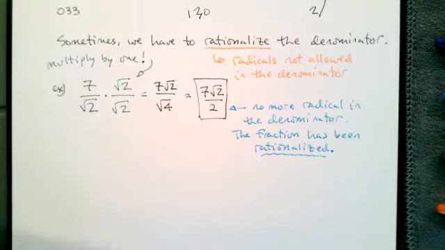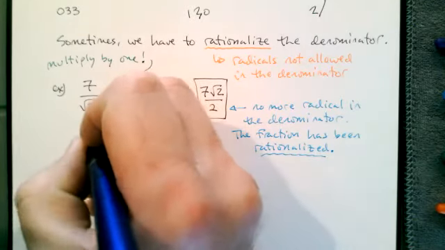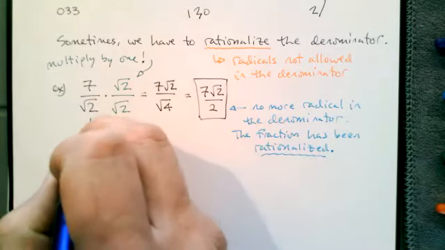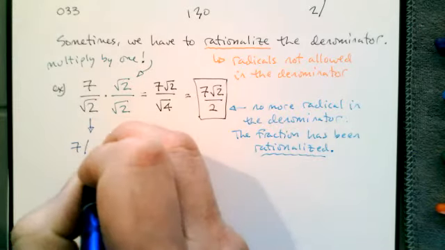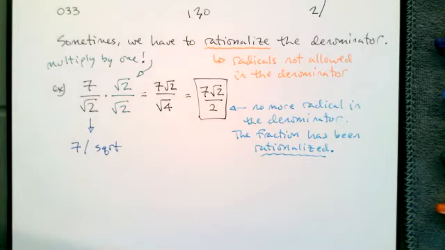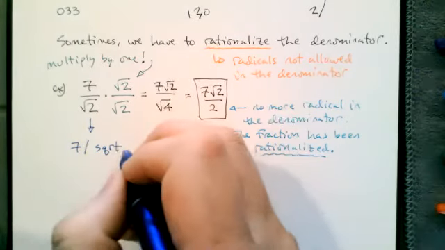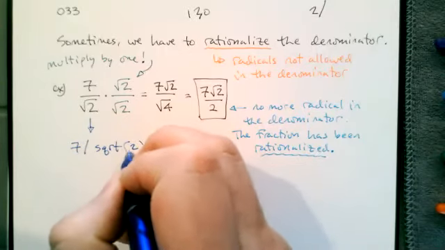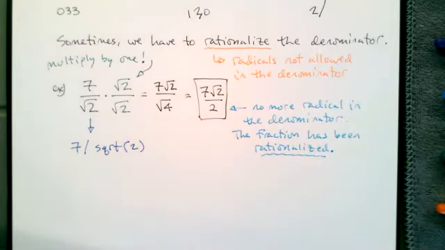But to type this in syntax, you could say 7 divided by, the abbreviation for square root is SQRT, and then what you're taking the square root of in parentheses. So 7 over square root of 2. So this is how you could type that number.